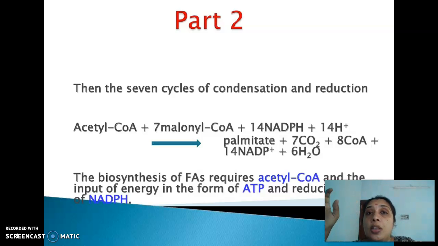The synthesis involves three steps in fact. That is, first it has to be transported. The raw material, that is the acetyl-CoA, the starting substrate, has to be first taken out of the mitochondria into the cytoplasm, which is carried out by the malate shuttle, followed by the carboxylation of the acetyl-CoA to give rise to malonyl-CoA, because it is not possible for two acetyl-CoA molecules to undergo condensation under normal condition. It's a thermodynamically unfavorable reaction.